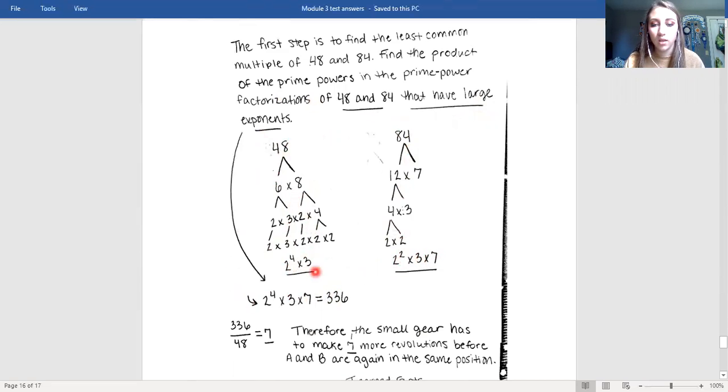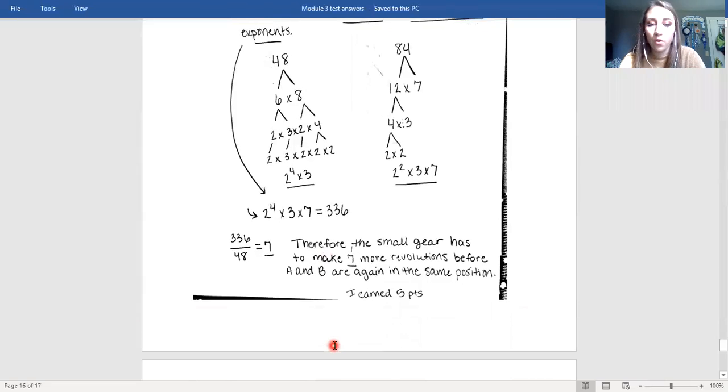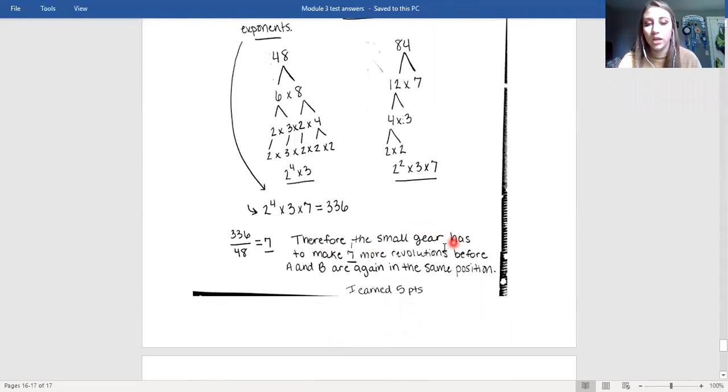So then you would do this. You get 2 to the 4th times 3 times 7, which you multiply together like this. Okay, equals 336. Well, 336 divided by 48 equals 7. So therefore, the small gear has to make 7 more revolutions before A and B are again in the same position.